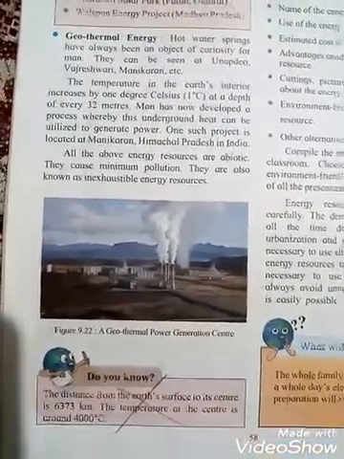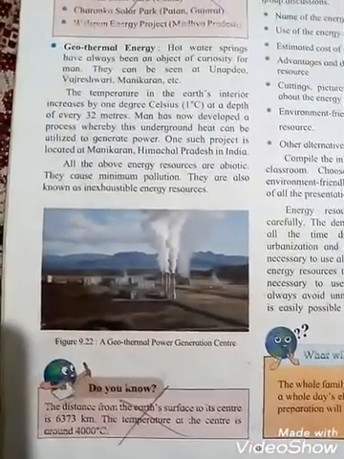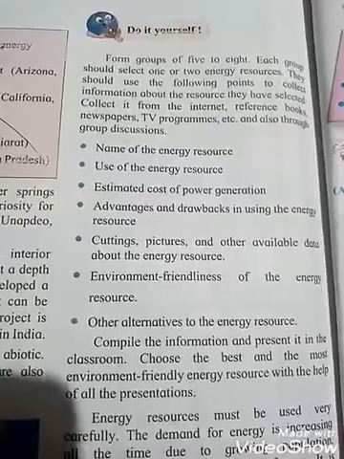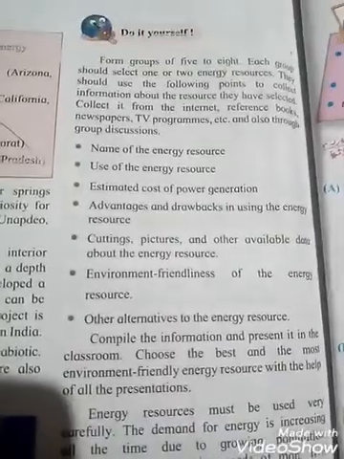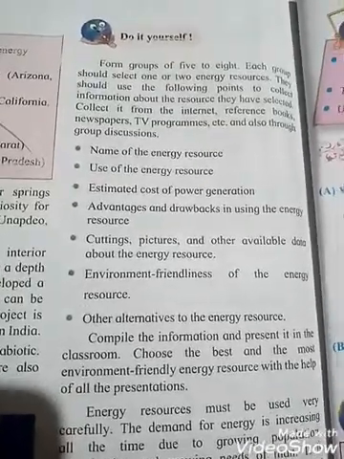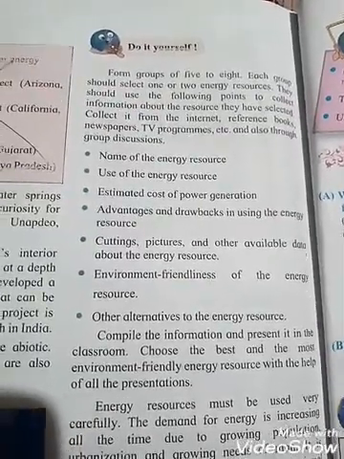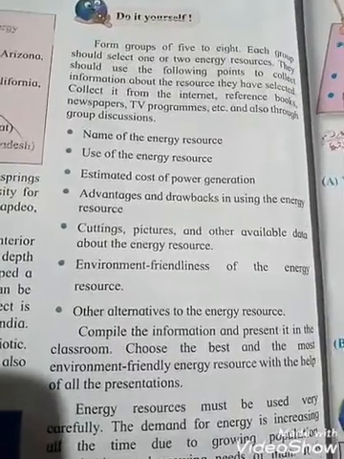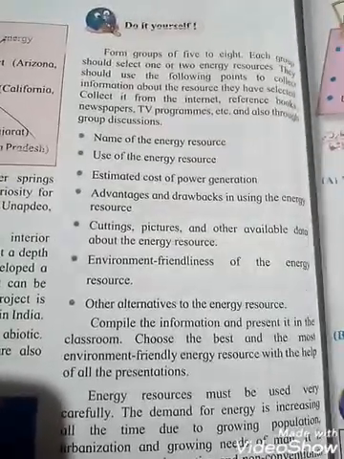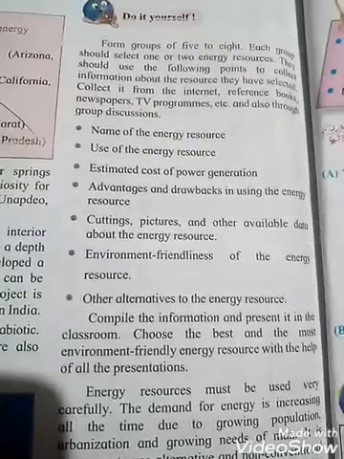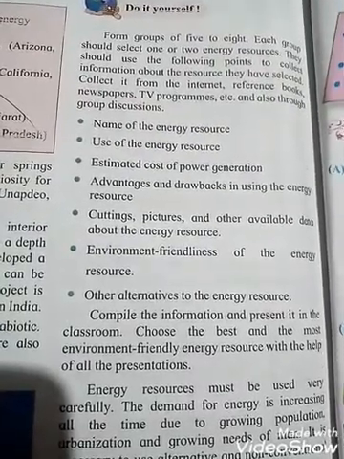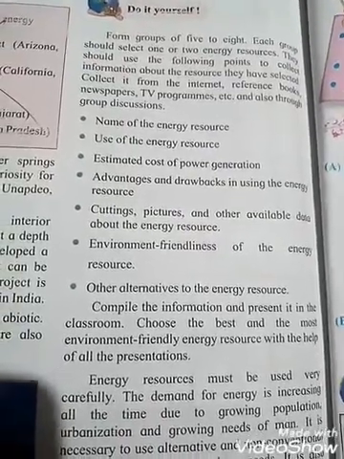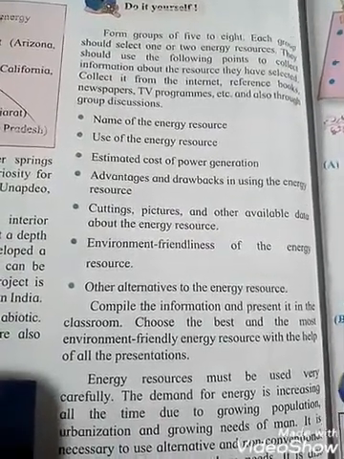See the picture. I have marked with pencil, no need to read this. Do it yourself. It is totally activity based, students. Form groups of 5 to 8. Each group should select 1 or 2 energy resources. They should use the following points to collect information about the resource they have selected. Collect it from the internet, reference books, newspapers, TV programs, etc., and also through group discussion.